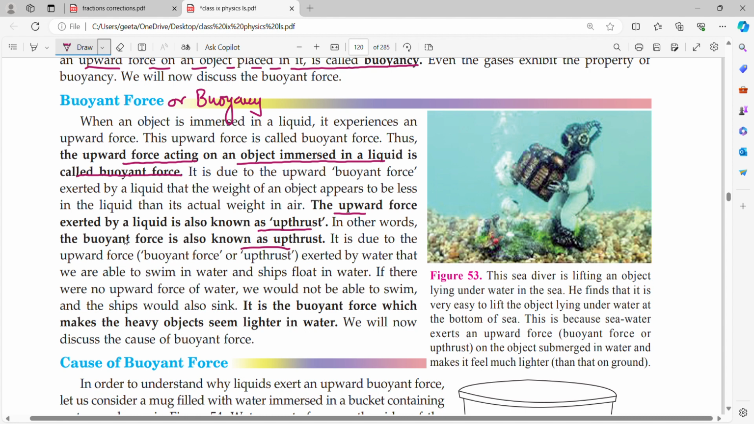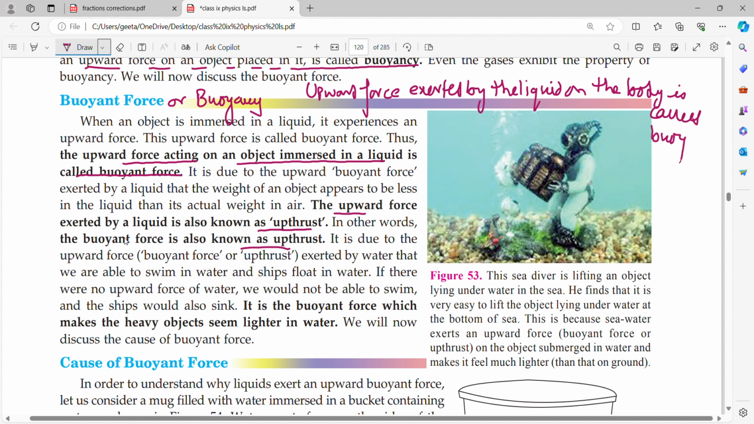Should I write it here? Upward force exerted by the liquid on the body is called buoyant force. Okay, please keep that thing in mind.